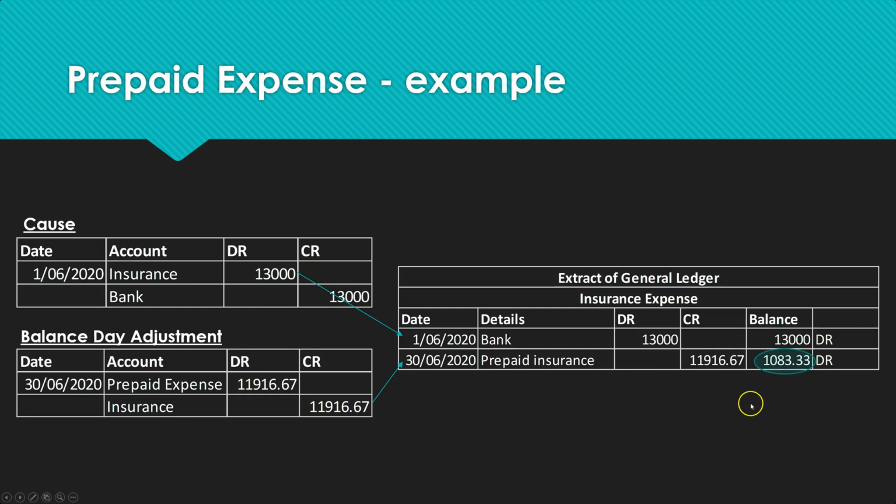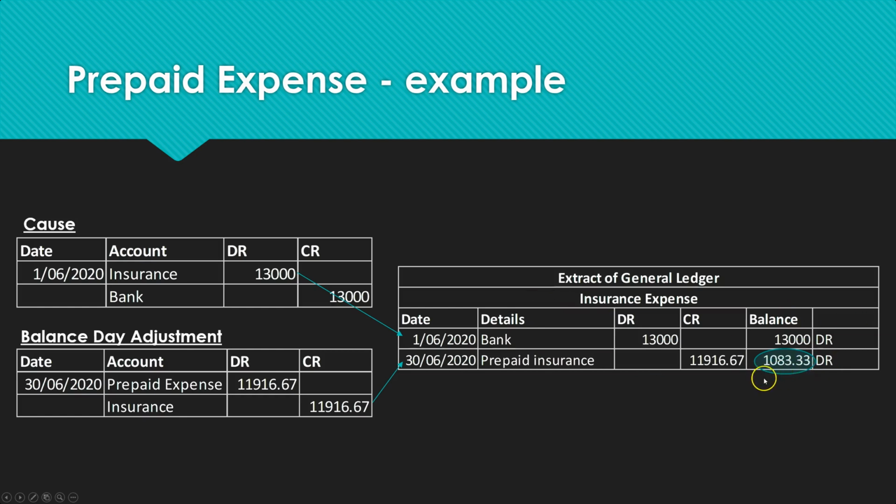So the key is, after we've done these two changes, look how much is left in the balance of our general ledger. We have $1,083.33. So always a good idea when you have finished your balance day adjustment to post to the ledger. Even if the exam doesn't require it, post to the ledger, even just a little extract like this, and calculate how much is in your insurance expense general ledger. And if it's not what you expected, then you might have made a mistake. You might have flipped the numbers around or something like that.